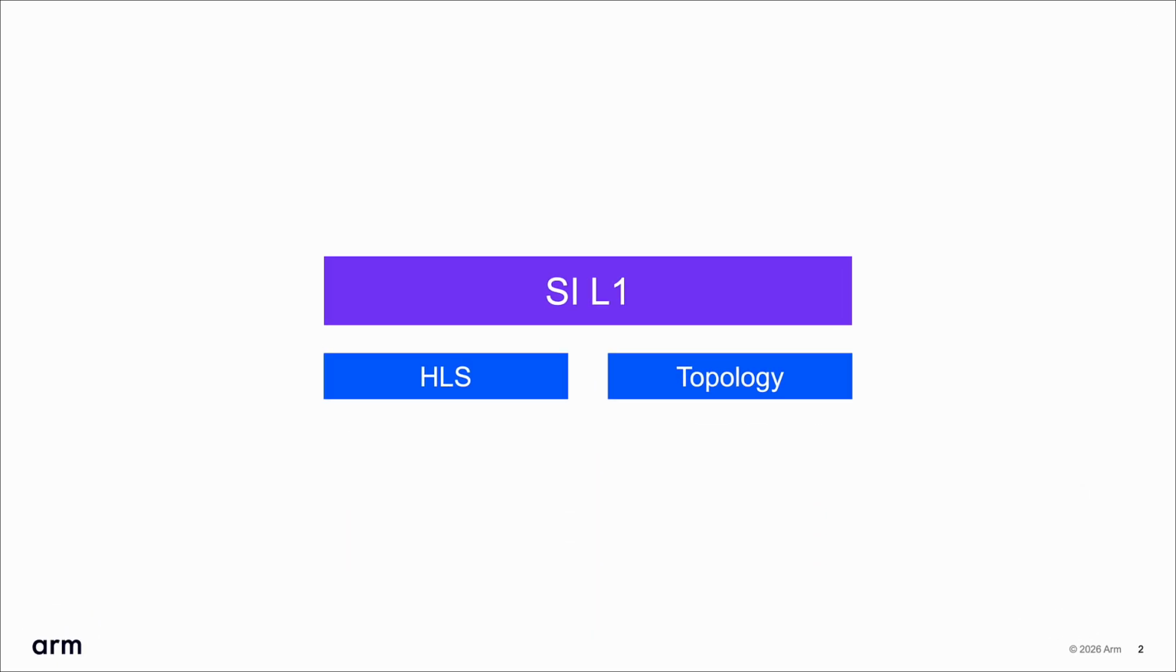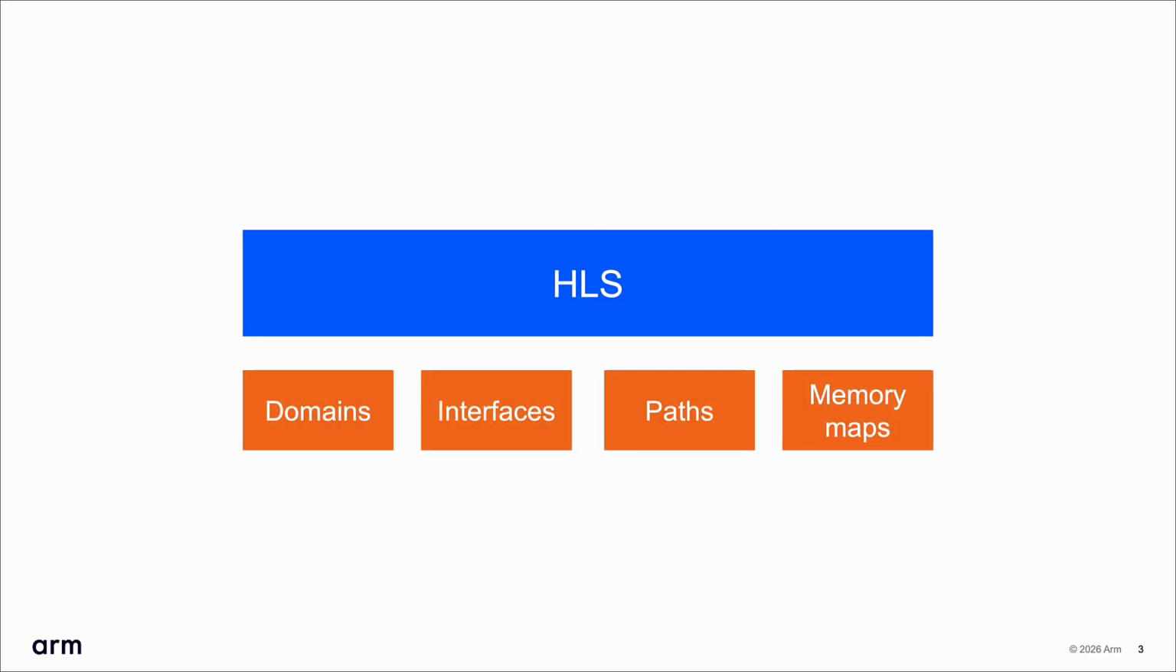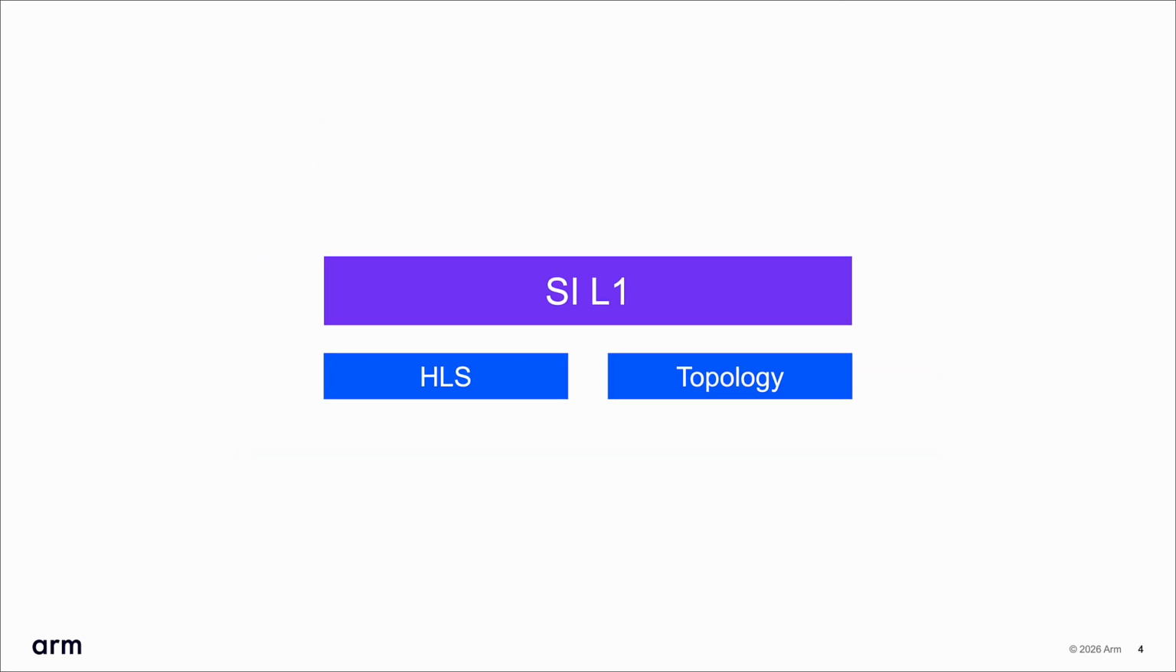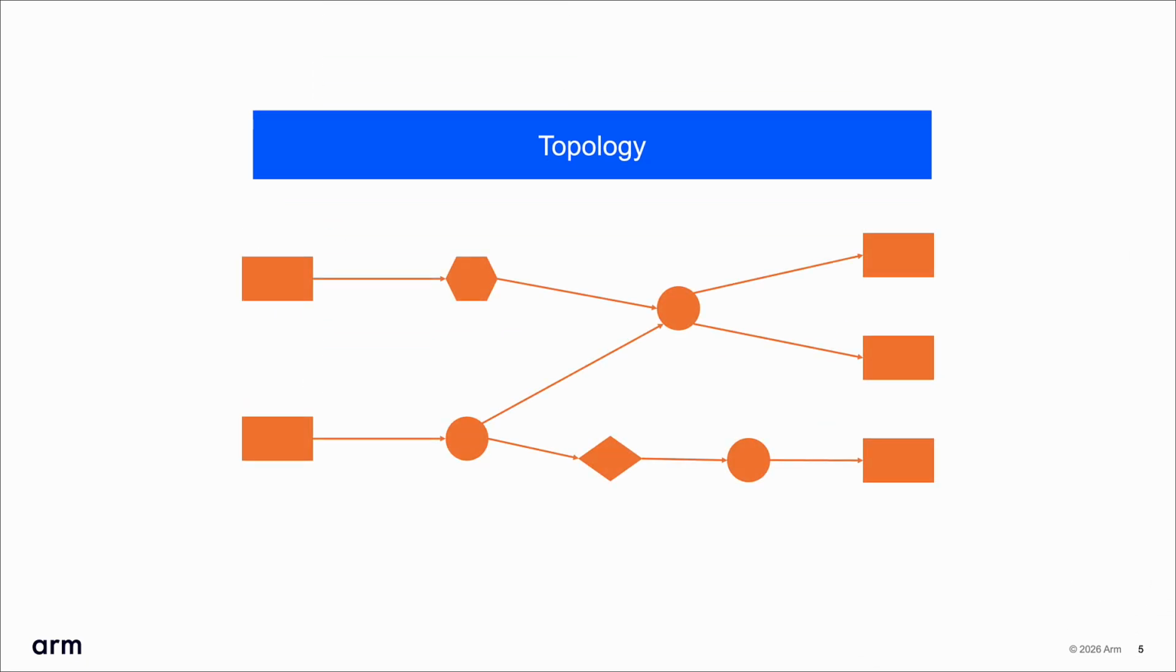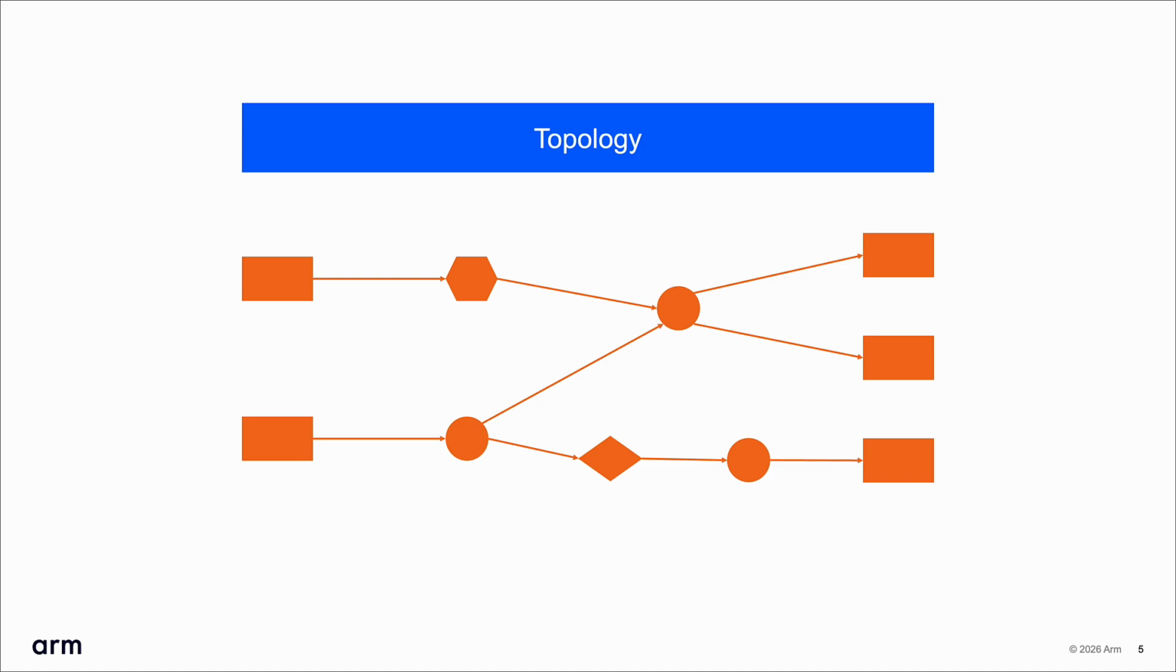The interconnect is divided into 2 parts: the high-level specifications, or HLS, and the microarchitecture, or internal topology. The HLS describes what the interconnect should do. It defines the overall behavior and requirements of the design, such as clock domains, interfaces, traffic paths, and memory maps. The microarchitecture, on the other hand, describes how the interconnect is built to meet those requirements.